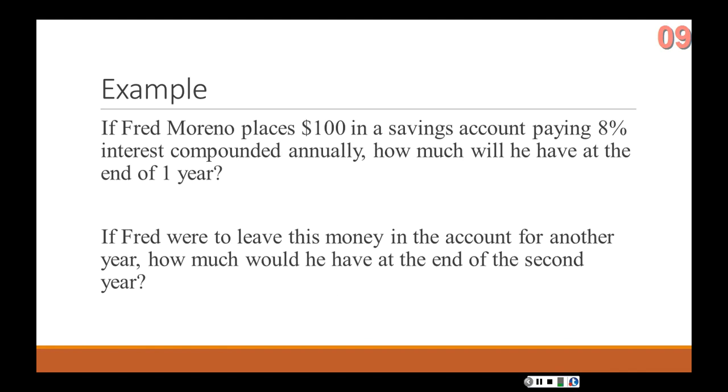Here's an example. If Fred puts $100 in a savings account and it pays 8% interest, the interest is compounded annually. That means the interest is added to the principal every year. How much will he have at the end of 1 year? So he would have, I'll turn my pen back on. Future value would be equal to the $100 that he deposits today times 1 plus 8%. And that's $108.